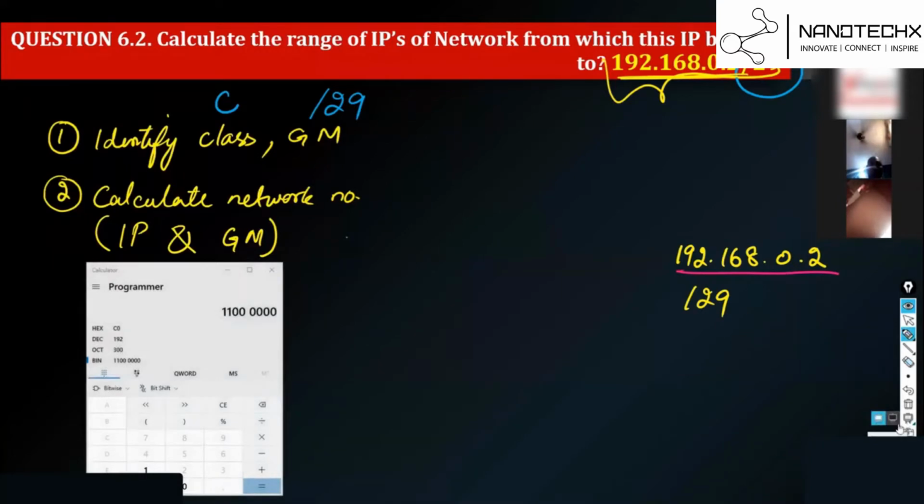Let me write, which is 1100 and then 4 times 0. Then 168 is how much? 168 in binary is 10101000. You guys can convert yourself as well. 10101 and 3 times 0. Then 0 in binary, 8 times 0. 1, 2, 3, 4, 5, 6, 7, and 8.